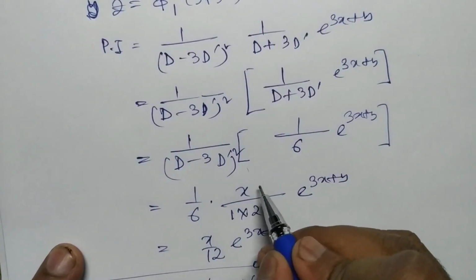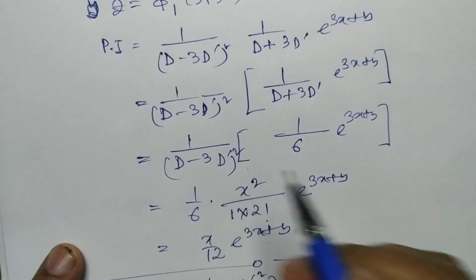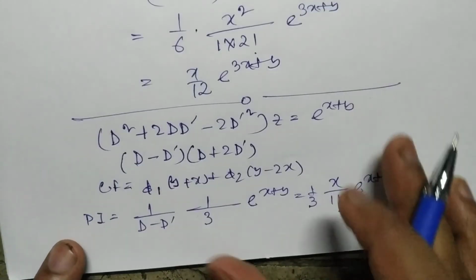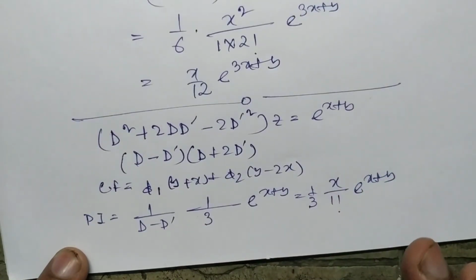Actually, I made a mistake in the previous problem. Just check it. There will be an x square, no? Because there is a square. I missed it. So next problem.